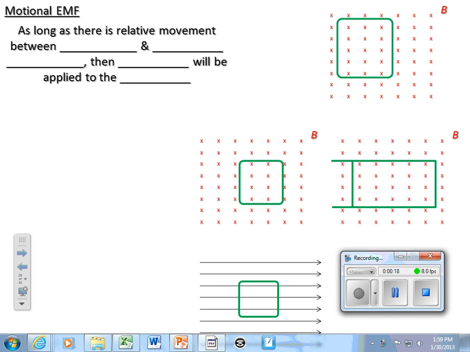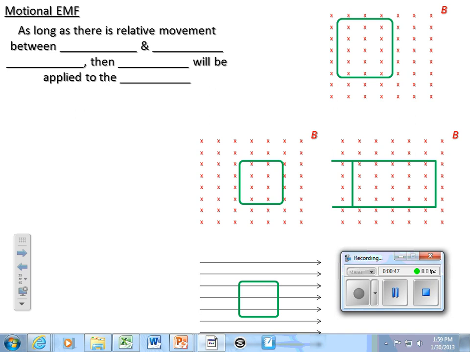A lot of you guys that took quote-unquote digital last year use the term EMF, or at least maybe it's just me, but I use EMF and voltage differently. EMF stands for what we call electromotive force. I use it in this context of motional EMF, as we'll get to.